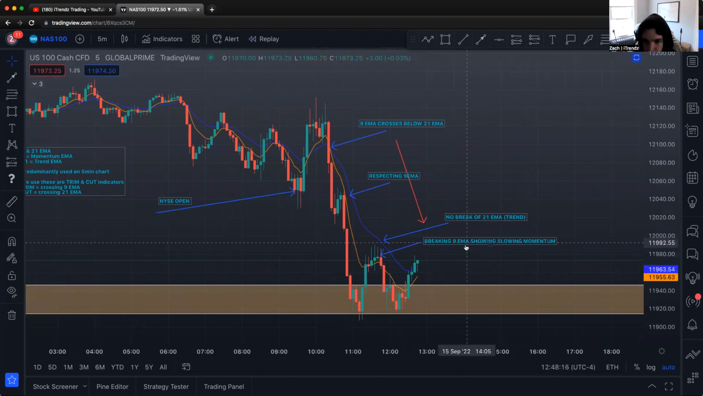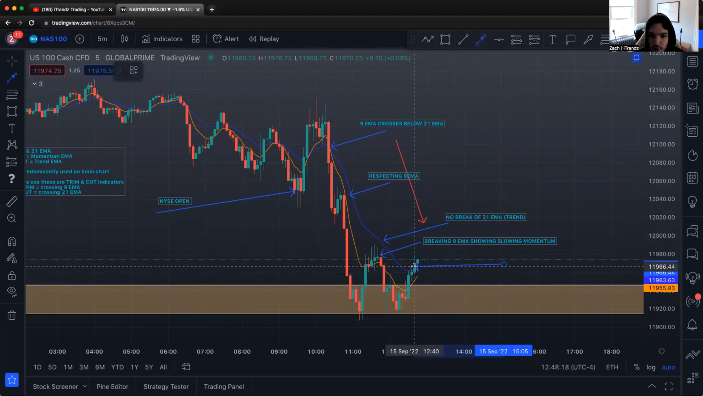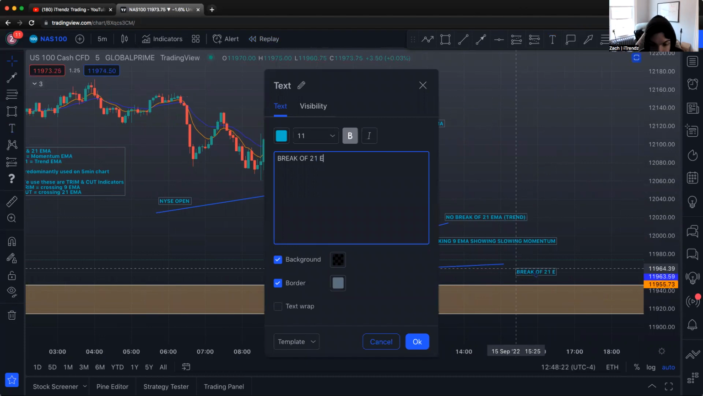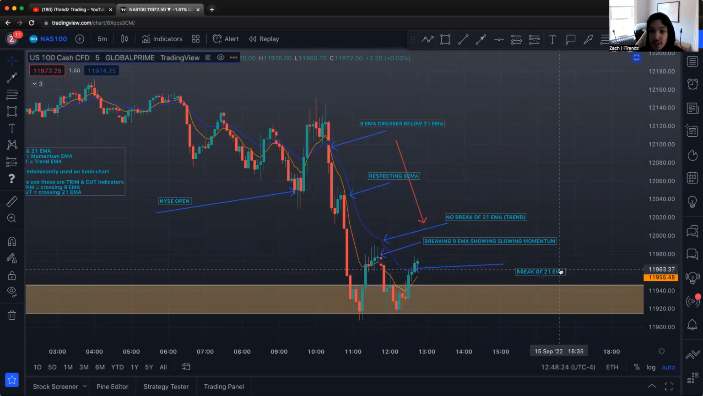Shoot, I don't want to do that for you. We're just gonna go over... You can see right here that we have a break of the 21. So what does that mean? That means that the trend is breaking now. The trend is potentially reversing.